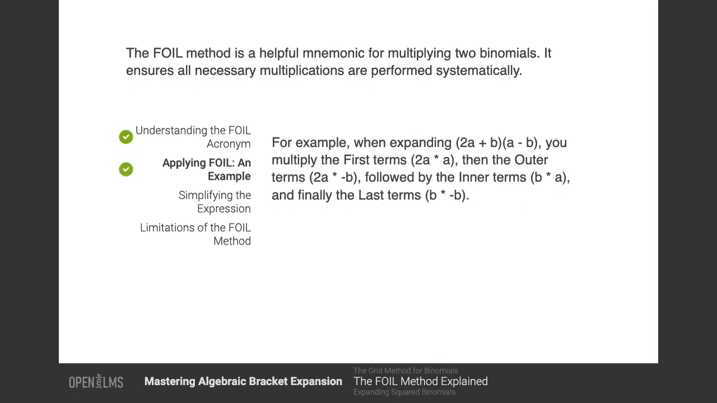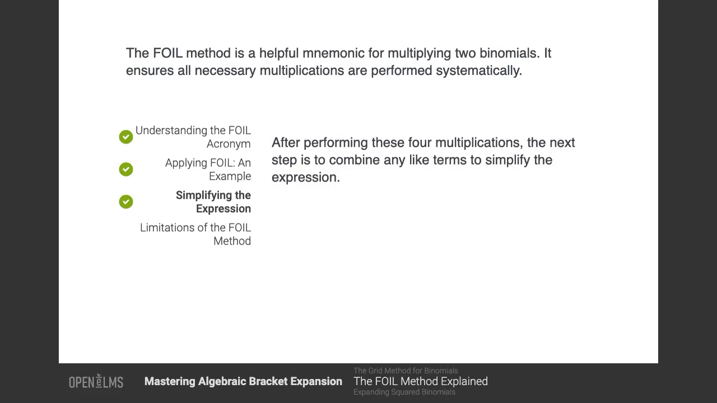For example, when expanding (2a + b)(a - b), you multiply the first terms, 2a times a, then the outer terms, 2a times minus b, followed by the inner terms, and finally the last terms, b times minus b. After performing these four multiplications, the next step is to combine any like terms to simplify the expression.